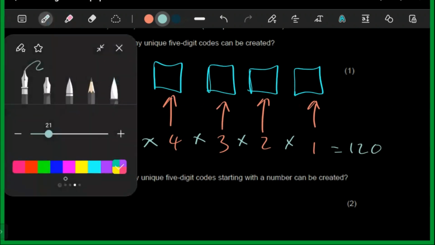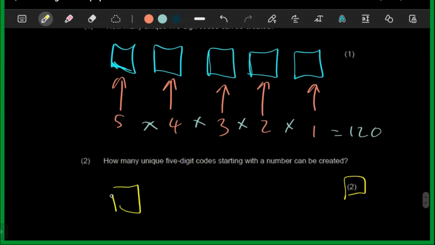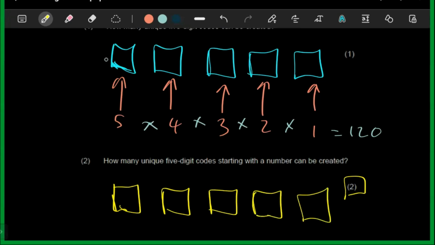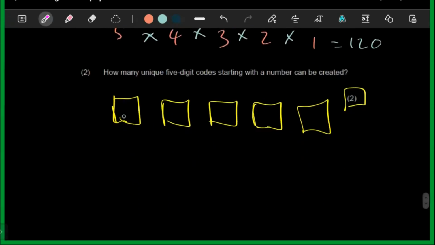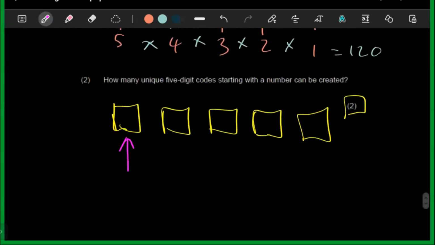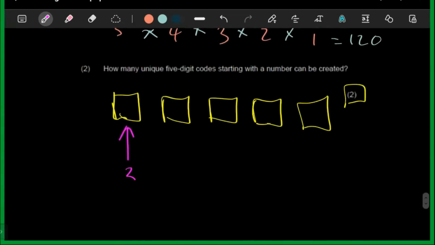I literally recorded this question just now, but I forgot to press record. But for 2 marks, it says here how many unique 5-digit codes starting with a number can be created. What you do is you lay out 5 slots again. Slot number 1, 2, 3, 4, and 5. If it has to start with a number, then in the beginning here, you only have 3 options, right? Which is just 1, 2, or 3.